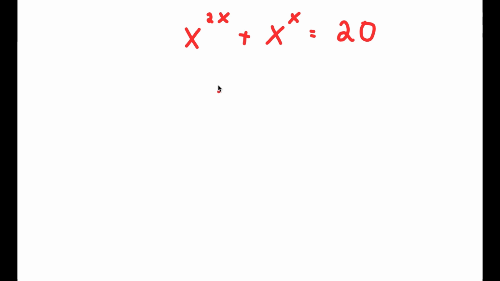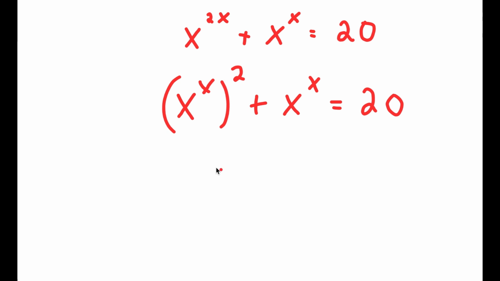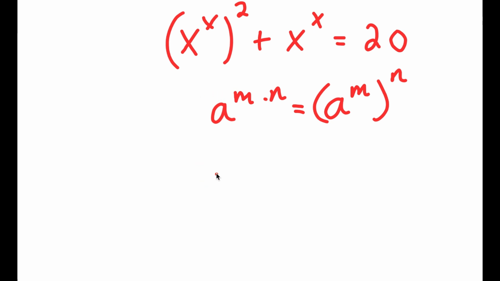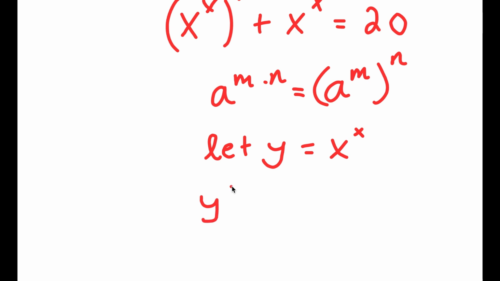Alright, so in this problem, x to the power of 2x plus x to the power of x is equal to 20. So to solve this, I'm going to first rewrite x to the power of 2x as x to the power of x, to the power of 2. And I can do this because if I have something in the form a to the power of m times n, this is the same thing as a to the power of m, to the power of n. So now, I'm going to let the variable y equal x to the power of x. So now I have y squared plus y is equal to 20.